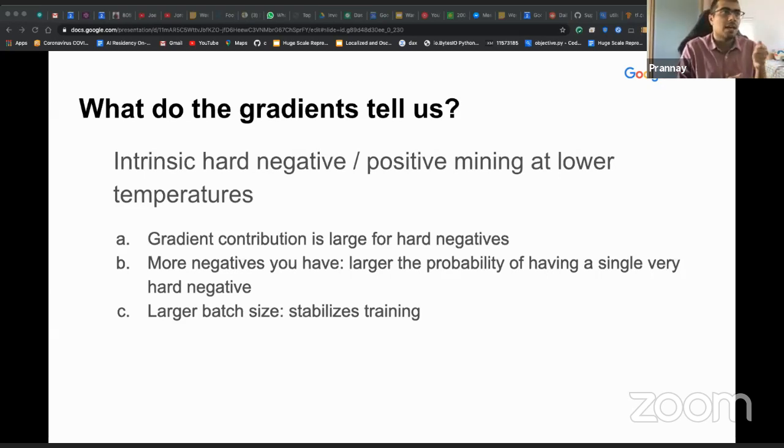The second is that everybody talks about how larger batch sizes help. Well, larger batch sizes have always helped deep learning because they stabilize the gradients. But why do they help contrastive learning more than cross entropy? The answer is that since a large amount of the gradient is determined by this probability P of IP, if you end up getting a hard negative, or a hard positive, that is going to have a very large contribution in the gradient. So larger batch sizes also increase the probability that you end up hitting a strong positive or a strong negative for your given anchor.